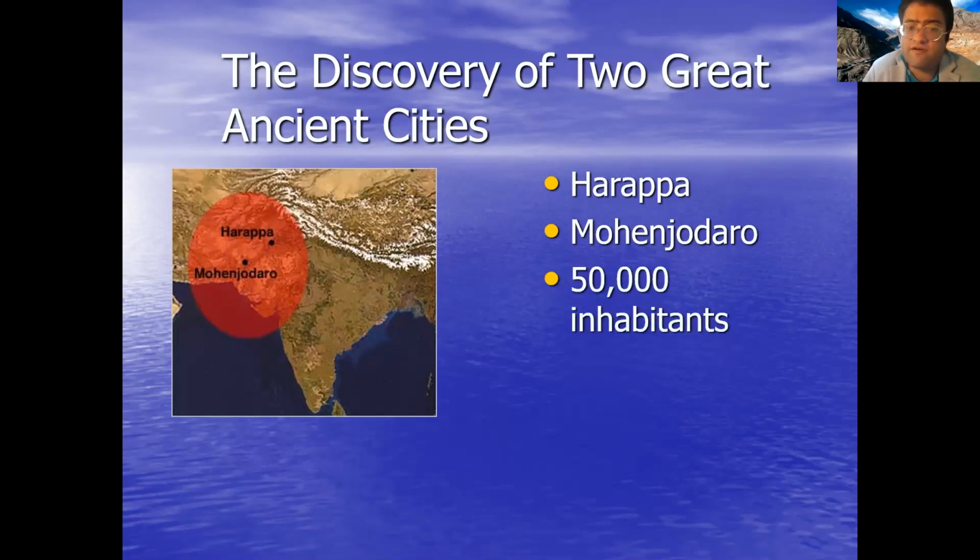And it had roughly 50,000 inhabitants, which you may think, well, 50,000, that's pretty small. Well, back in 1500 BCE, that would be equivalent of a giant megalopolis of today. You know, just thinking about population size relative to the population of the world. These were major cities.